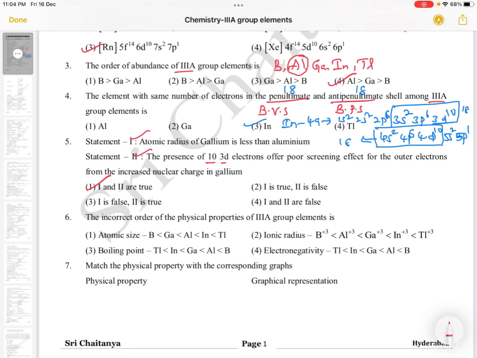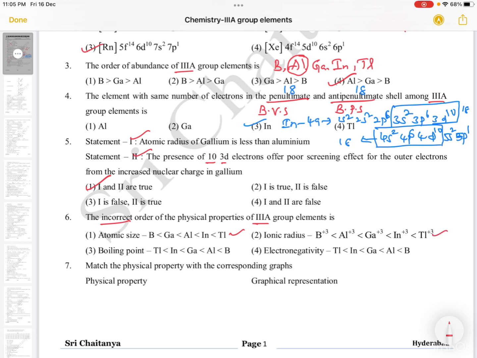The incorrect order of the physical properties of third A group elements is. Let us see the properties. Atomic radius: boron, gallium, aluminium, indium, thallium, increasing order is given. So this is correct statement, but here it is asking incorrect statement. Ionic radius of B3+ is less than Al3+, which is less than Ga3+, which is less than In3+, and which is less than Tl3+. This is also correct statement. First one is correct, second one correct, and third one boiling point order.